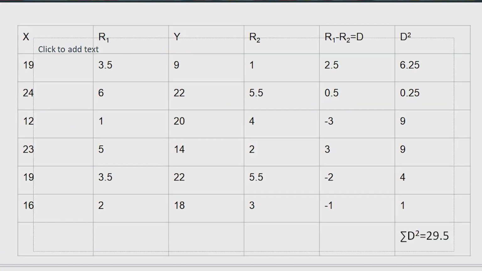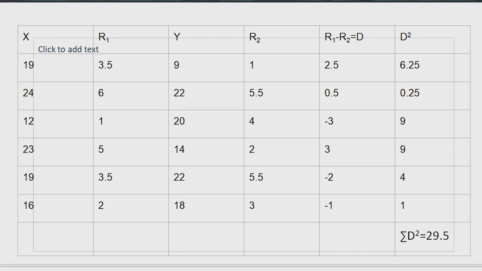Now how do I go about it? First of all I have to make the table like the one I made earlier. So I put the x values and the y values. Now here the process of giving rankings slightly changes. Let's see how. Again I start with the lowest value. 12 is my lowest figure here, so I give it the rank of 1. Then after 12 there is a 16, so I give it a value of 2. Fine till here, no problem. But then I see there are two 19s.